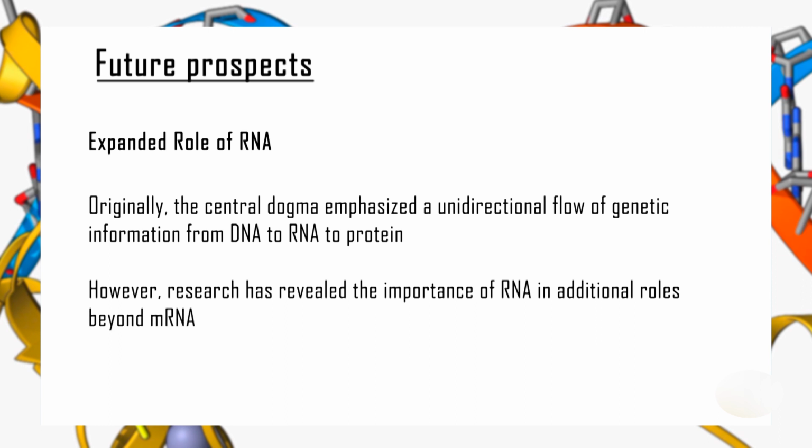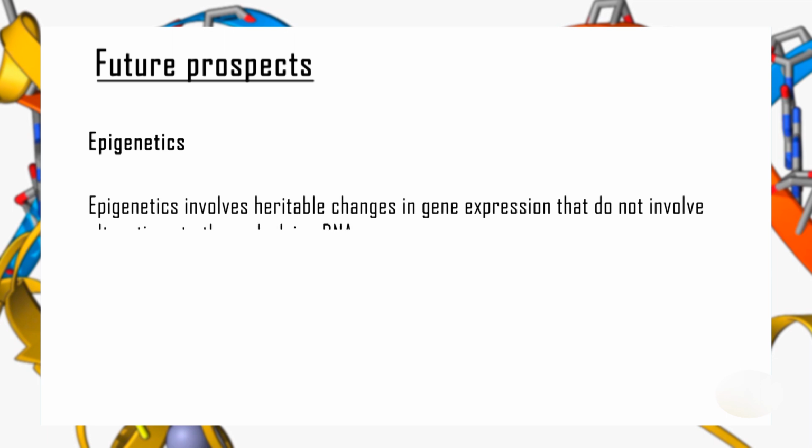The future prospects. A future prospect is the expanded role of RNA. Originally, the central dogma emphasized a unidirectional flow of genetic information from DNA to RNA to protein. However, research has revealed the importance of RNA in additional roles beyond mRNA. Other prospects are in epigenetics. Epigenetics involves heritable changes in gene expression that do not involve alteration to the underlying DNA sequence.